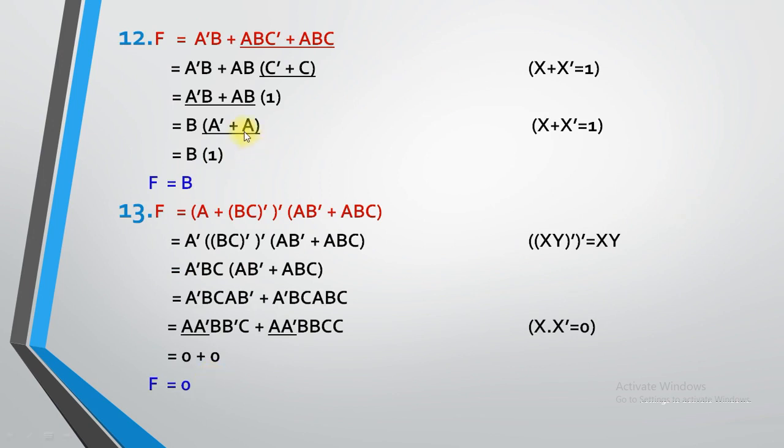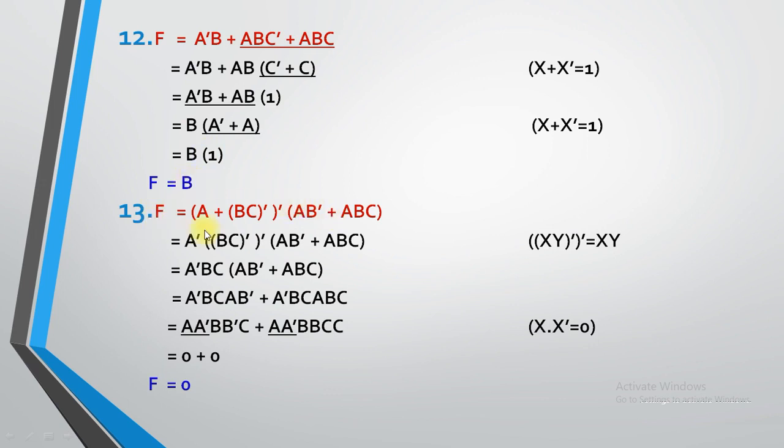Now the last slide is A dash B plus ABC dash plus ABC. So you need to keep AB as a common factor. So in the bracket C dash plus C is there. Instead of C dash plus C, you need to write 1. Out of this, again B is a common factor. So A dash plus A can be replaced as 1. So the answer is B.